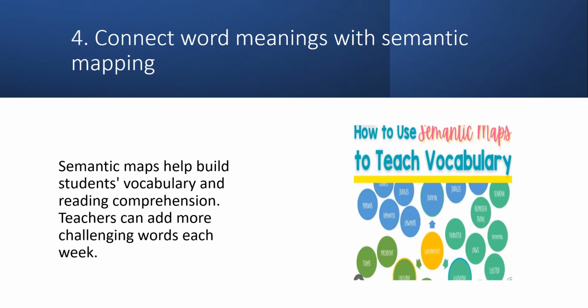The fourth one, connect word meanings with semantic mapping. Semantic mapping is a type of graphic organizer that displays a relationship between specific words and phrases. Select one student to draw a keyword on the chalkboard. Next, encourage students to participate in creating the map and write words that are connected to the keyword. For example, a student or teacher could write the keyword farm on the chalkboard. Your students would take turns writing words such as cow, barn, horse, hay, and farmer.